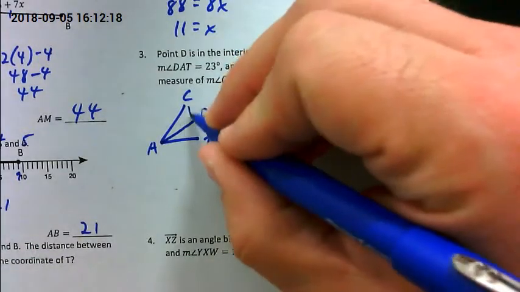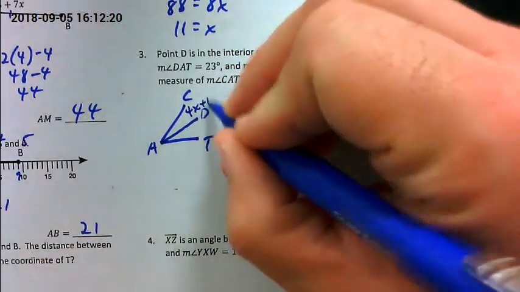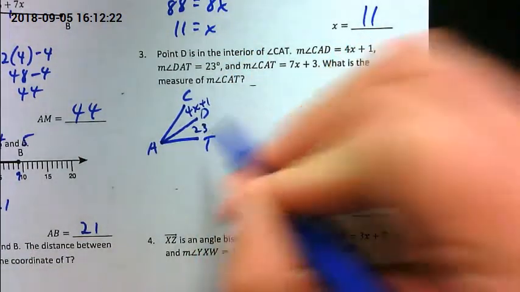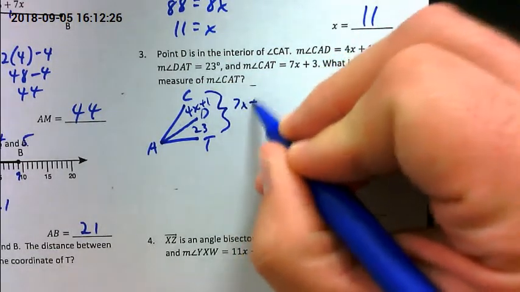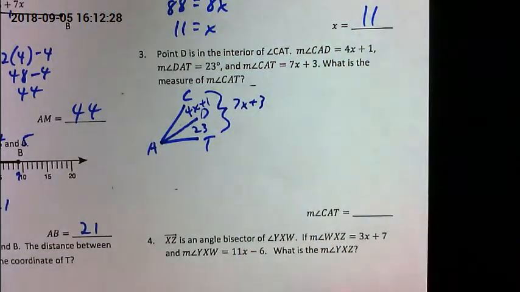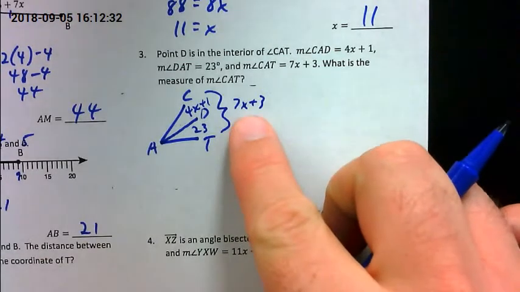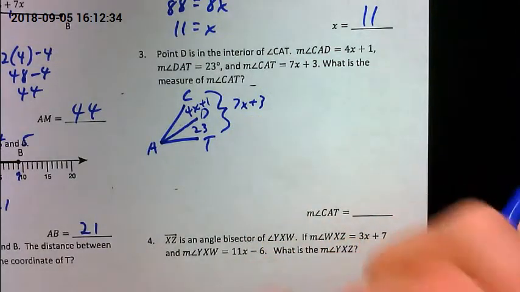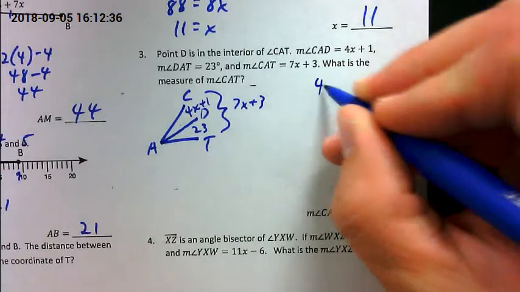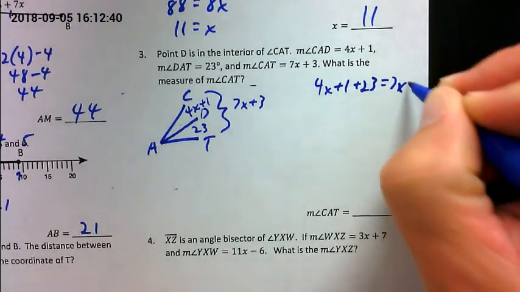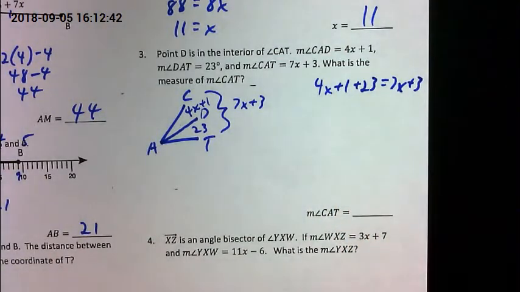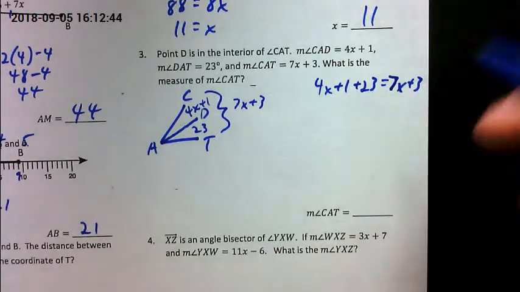as congruent. This is 4x plus 1. This one's 23. They give us the overall thing. They say it's 7x plus 3. So we're going to take the two small angles and add them together to get this. That's angle addition postulate. So 4x plus 1 plus 23 equals 7x plus 3. That's a 7.